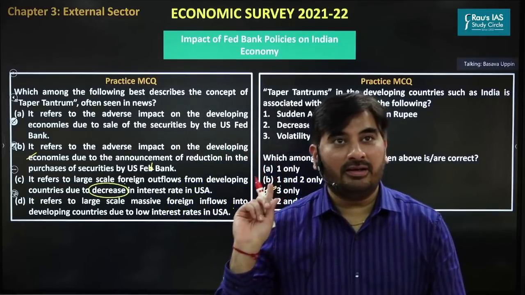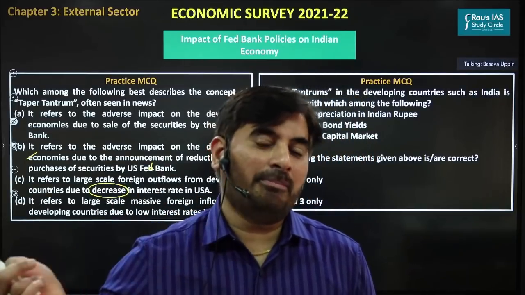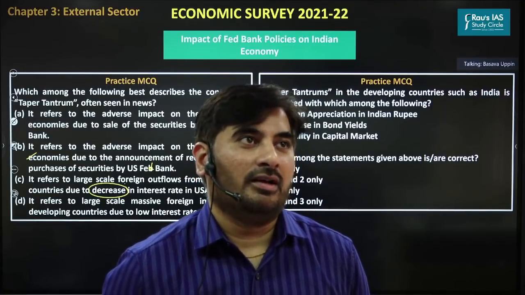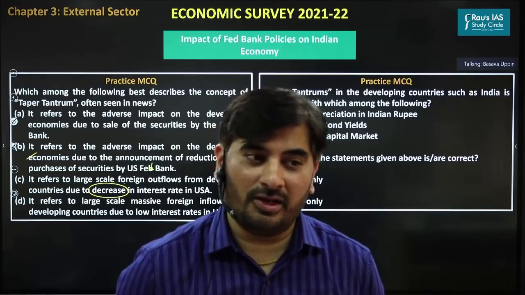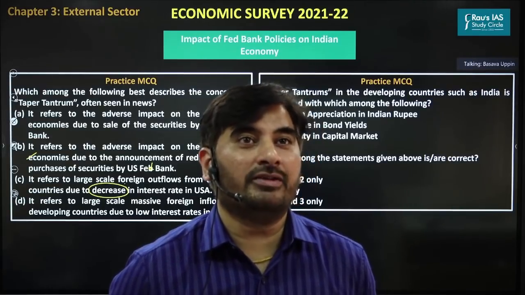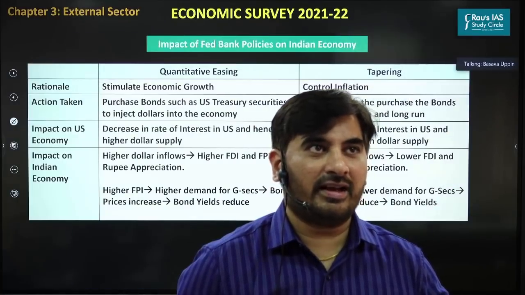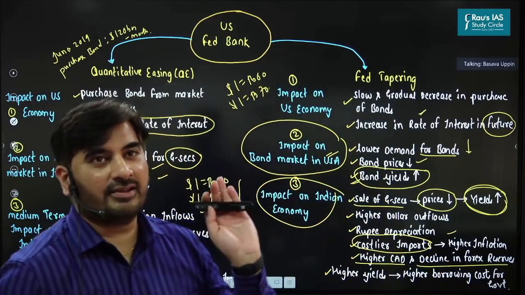Are you getting this point? So that is how UPSC would ask you questions related to the impact of US Fed Bank policies on the Indian economy. So these are the questions as far as taper tantrum is concerned. Similarly, you can get questions related to the Fed tapering and its impact on the Indian economy. So whatever things you need to understand as far as Fed tapering is concerned, it is there in front of your screen. I guess that is more than sufficient.